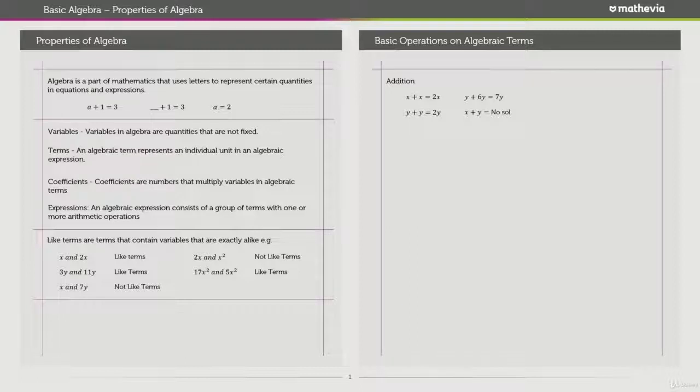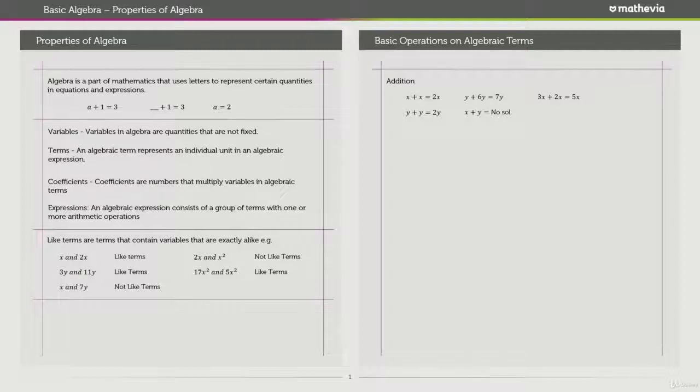Now what about x plus y? Like I said, you can only add and subtract like terms, and because x and y are not like terms, there's no solution to this. You can't perform addition and subtraction on x and y, so there's no solution to that.